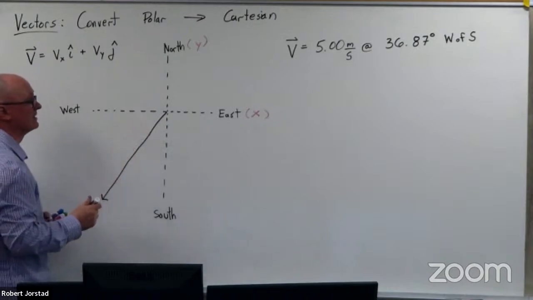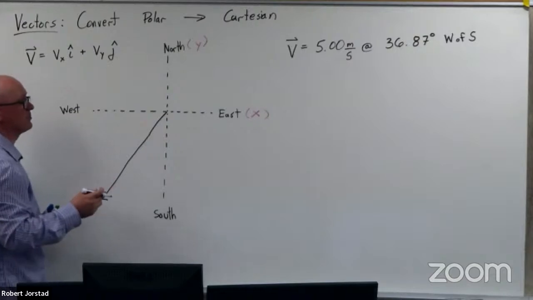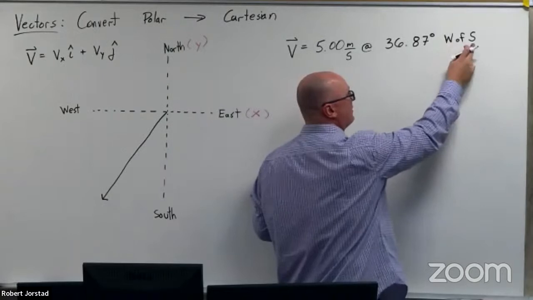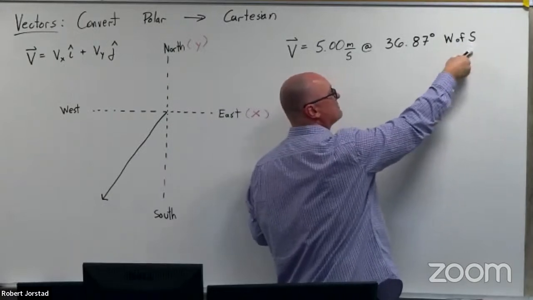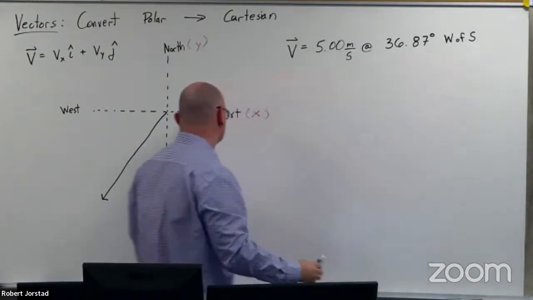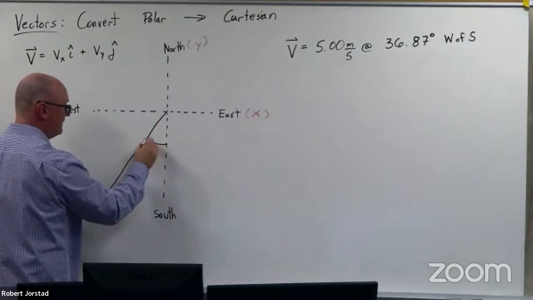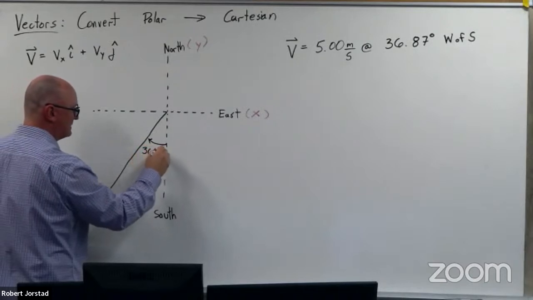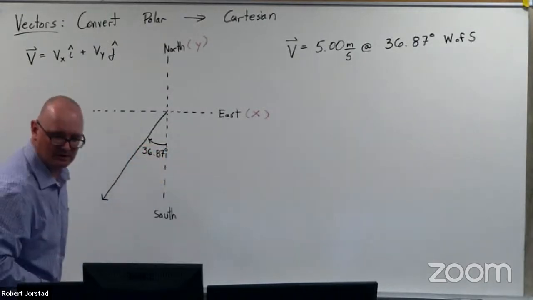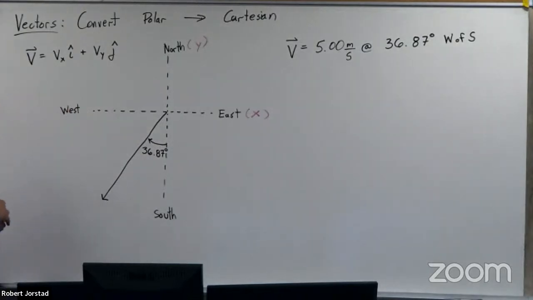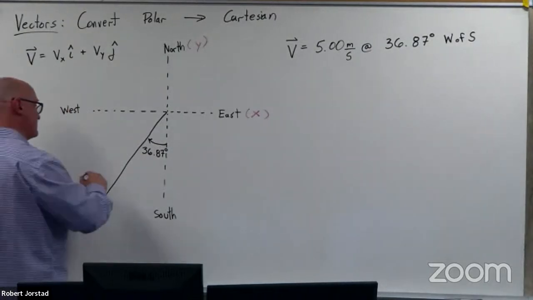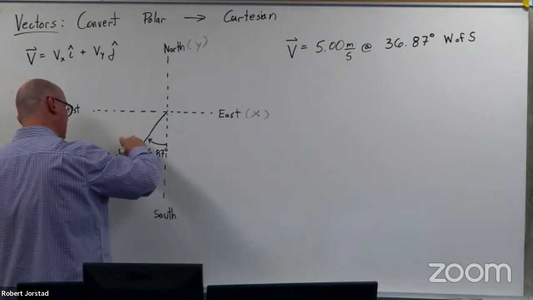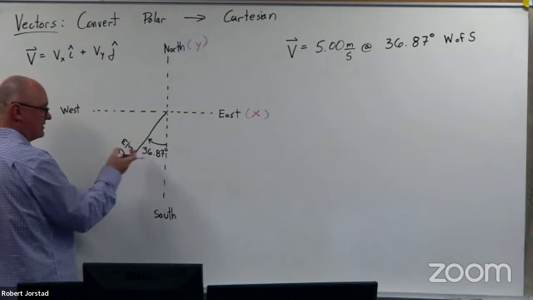That makes a difference. So we're told it's 36.87 degrees west of south. Start at south and go west by 37 degrees here. So I'm going to start at south and go this way, 36.87 degrees. Am I on the right whiteboard? I am. Okay, here we go. And in this case, I know the size of it, the magnitude is 5.00 meters per second. The magnitude is this. Here is the angle.